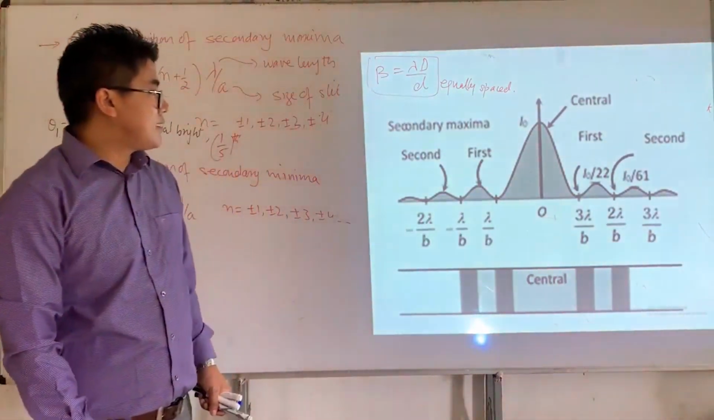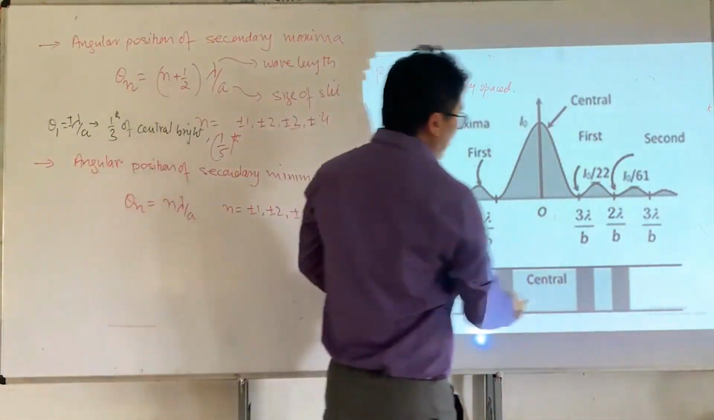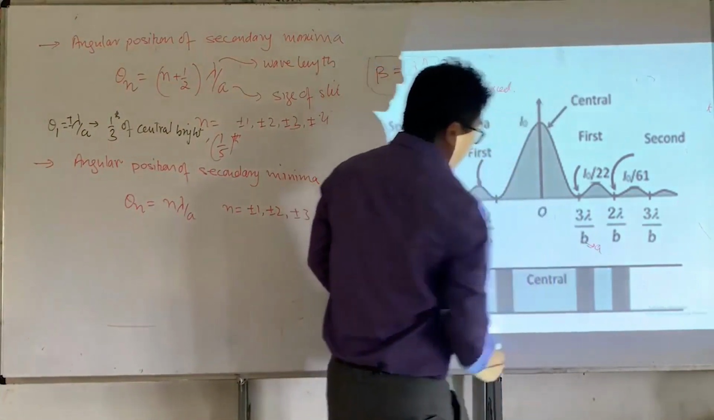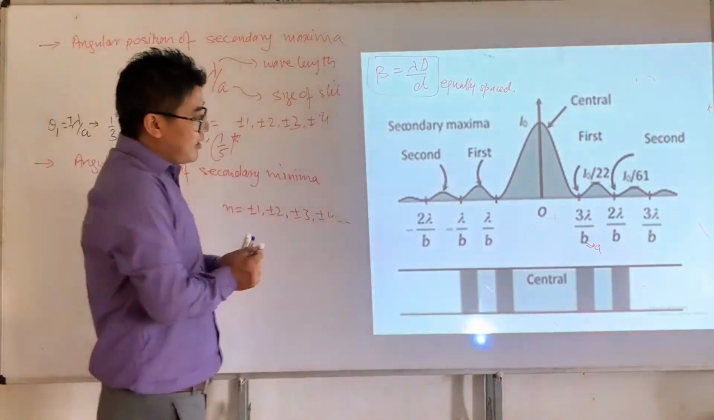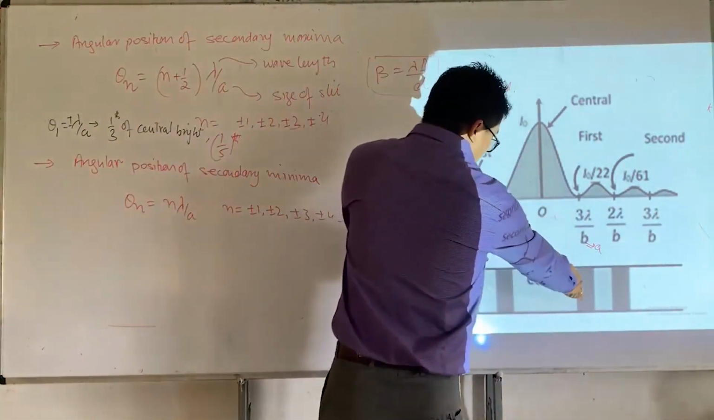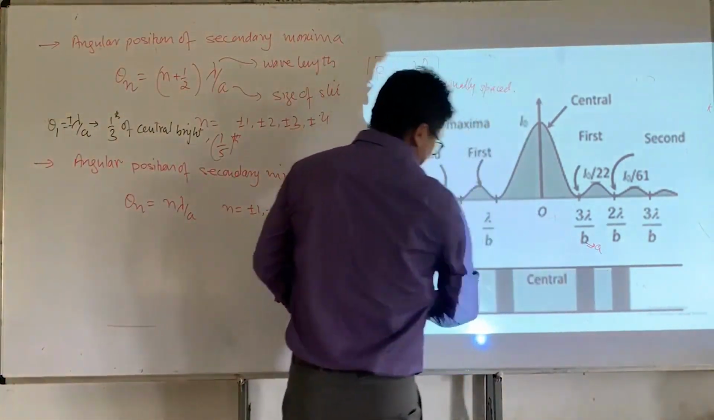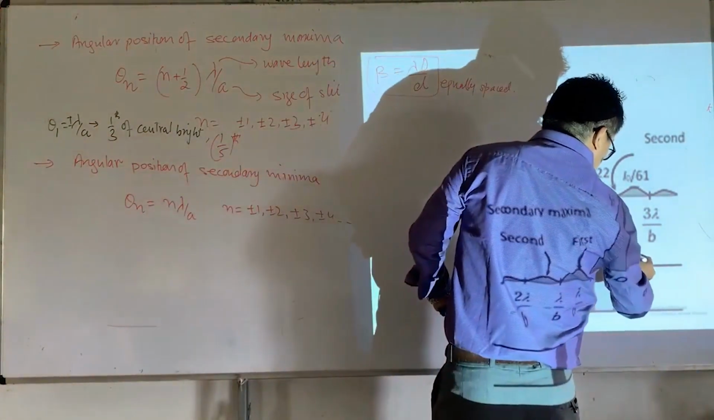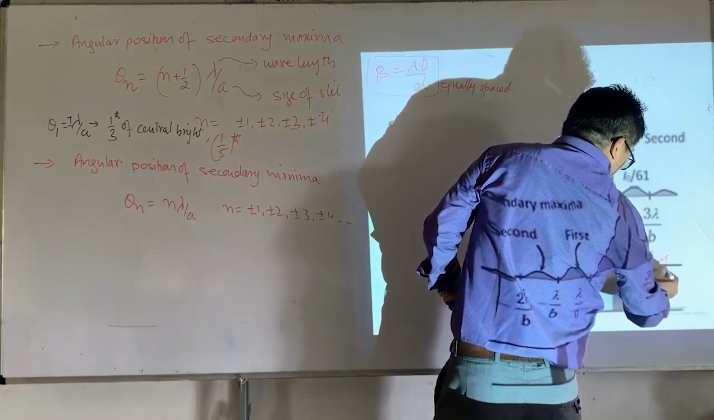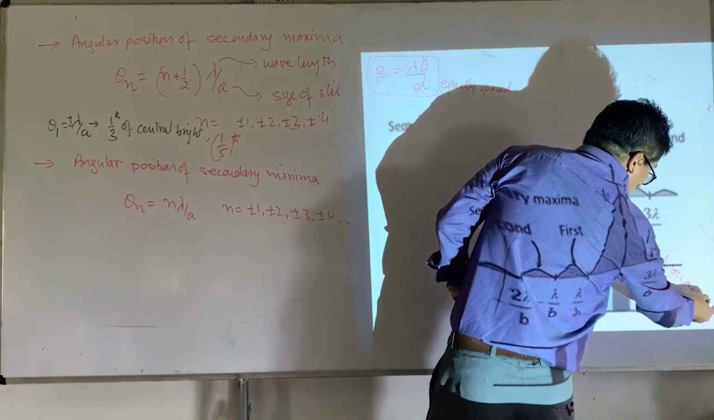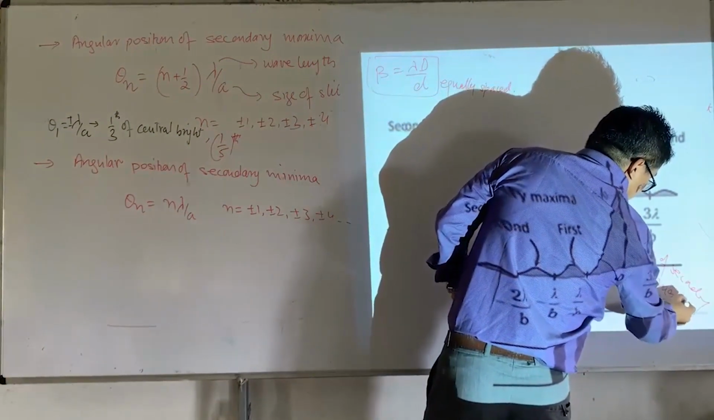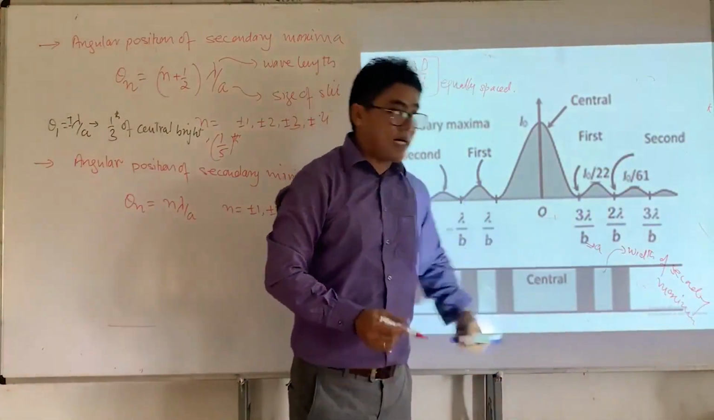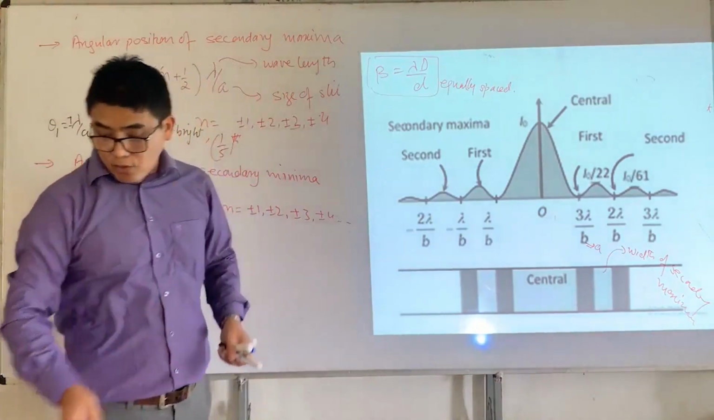Alright. Here, B refers to the size of the slit. B is nothing but A. And look at here. This is the central bright and twice of secondary. This is the width of secondary maxima. And this is the width of central bright, and this dark, bright, dark, bright. So this pattern you are going to see.